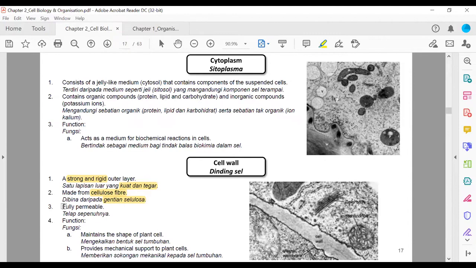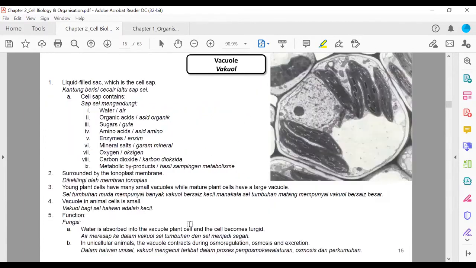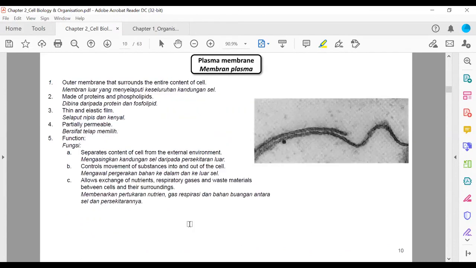Baik, nombor 3, fully permeable ataupun telap sepenuhnya. Bukan macam plasma membrane tadi. Let me open plasma membrane. Okay. Kalau plasma membrane, sifat dia adalah partially permeable ataupun bersifat telap memilih. That means some substances can pass through it freely. Ada bahan yang boleh melaluinya dengan bebas dan ada bahan yang tak boleh melaluinya dengan bebas. There are substances that cannot pass through the plasma membrane freely. Itu maksud partially permeable ataupun bersifat telap memilih.